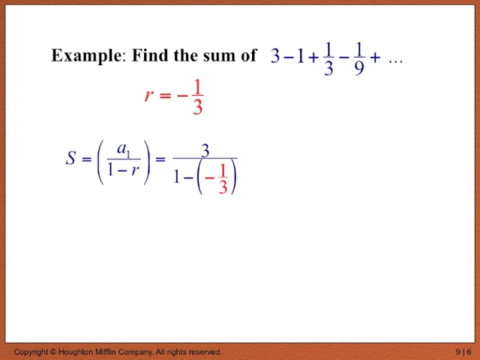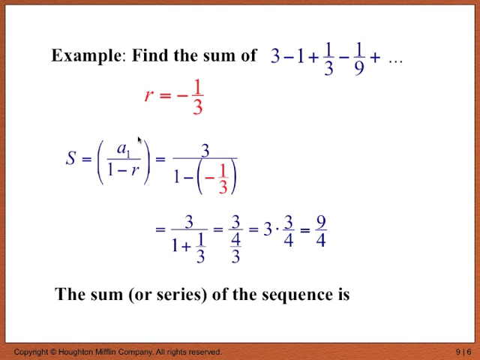3 over 1 minus negative 1/3. Then just keep doing the math, and you end up with 9/4. So the sum, or series, of this sequence is 9/4. Remember that a sum is a series, and if there's no adjective before series, you can assume that it's an infinite series. So the sum or series of this particular geometric sequence is 9/4.